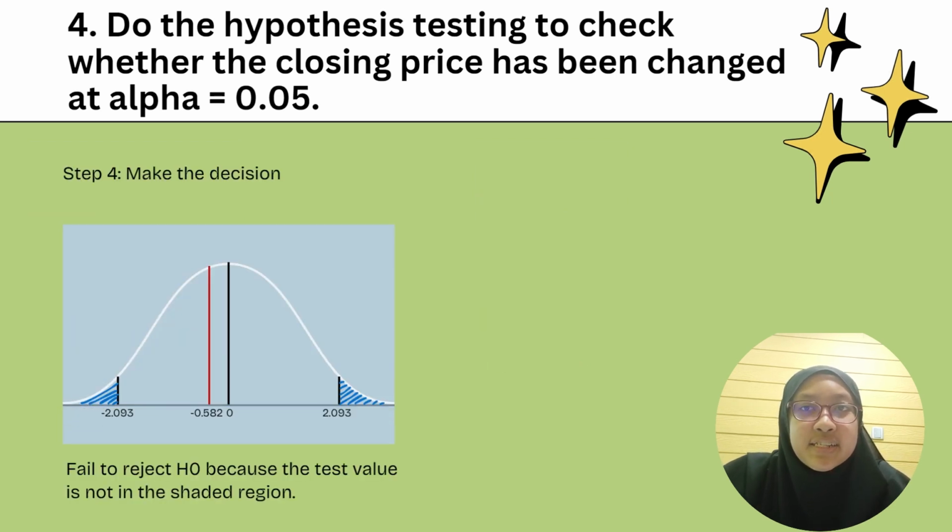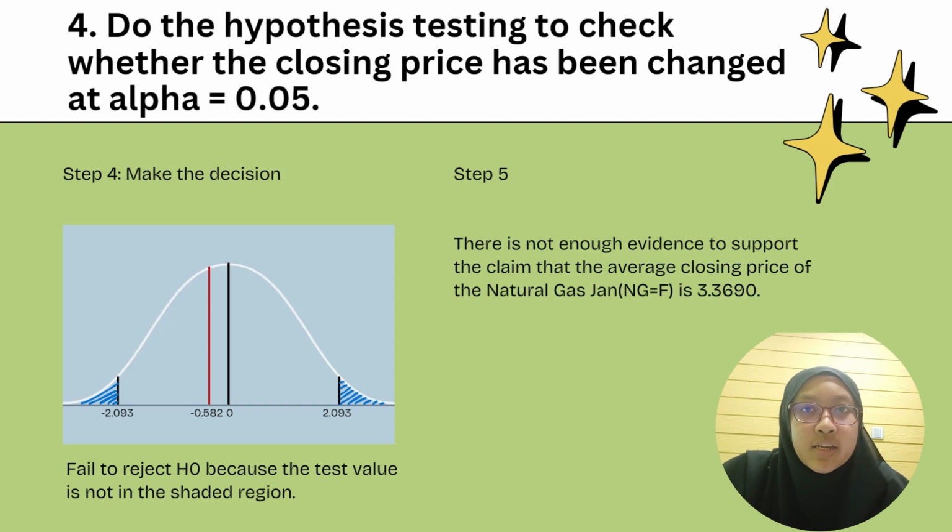After that, we can make the decision. Since the test value is smaller than the critical value, we fail to reject H0 because the test value is not in the shaded region. And so there is not enough evidence to support the claim that the average closing price of natural gas is 3.3690.